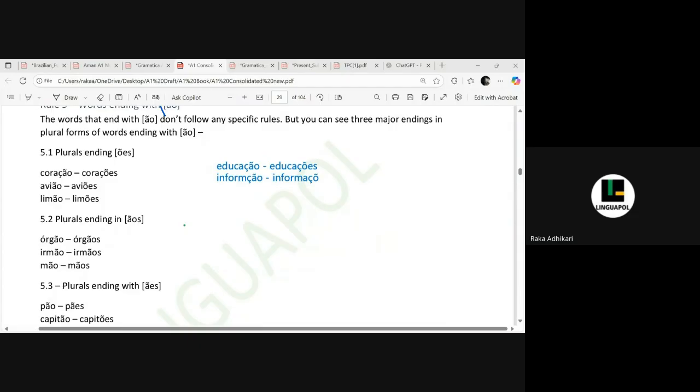So there is no rule that can predict why a specific word should have a specific ending in the plural. The only thing we know is the specific word.